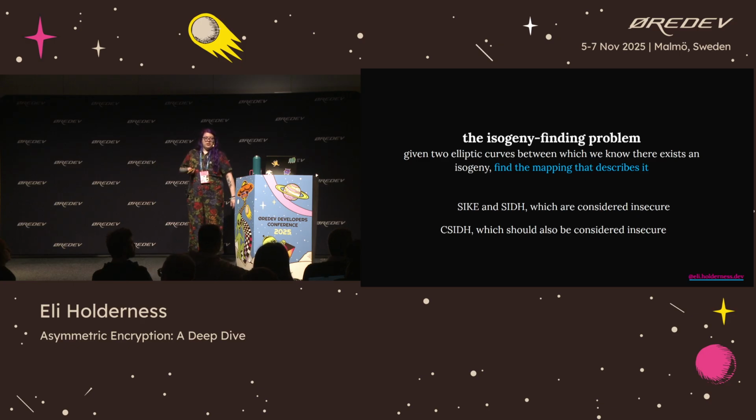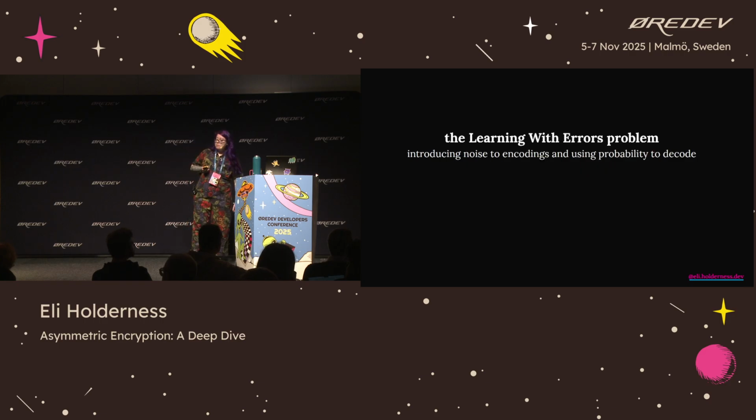So SEASIDE is also considered insecure. So the isogeny finding problem didn't give us new crypto systems. However, there are more math problems. The learning with errors problem is, I know some hard maths, this is like magic, this is witchcraft. You basically introduce statistical noise to your encodings and then do some kind of magic to factor it back out at the other end.